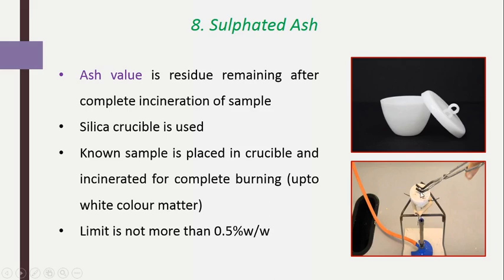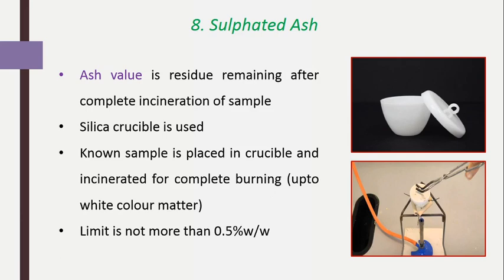After the burning you will get black matter, and after complete burning you will get white matter inside the silica crucible. The limit given for the sulfated ash is that it should not be more than 0.5% weight by weight. If it is more than that, it indicates that some substitute material is present. So this is about the sulfated ash. For the sulfated ash, some H2SO4 or hydrochloric acid is used at the time of incineration. So just remember this.